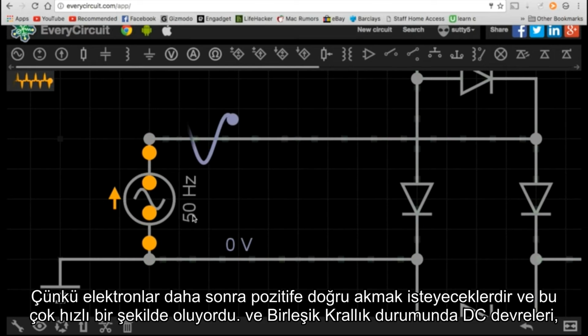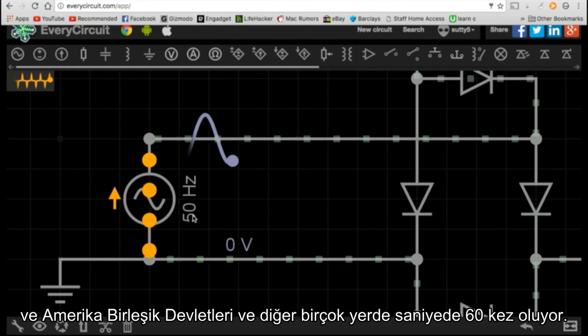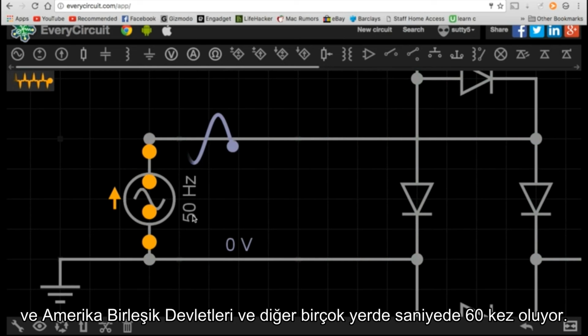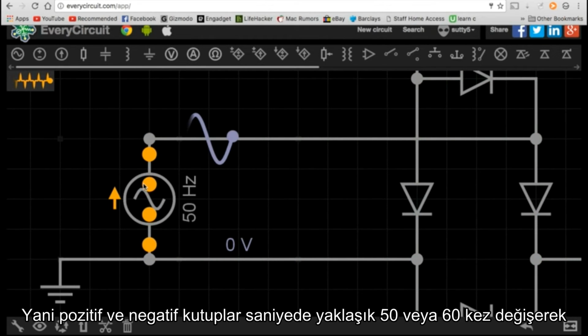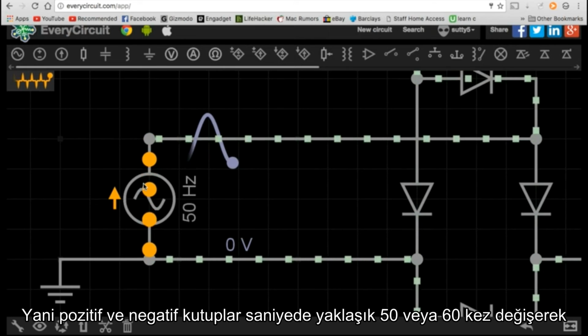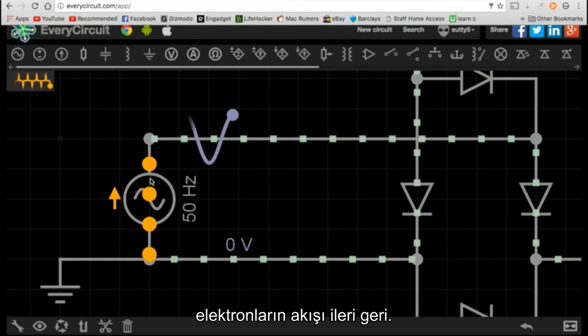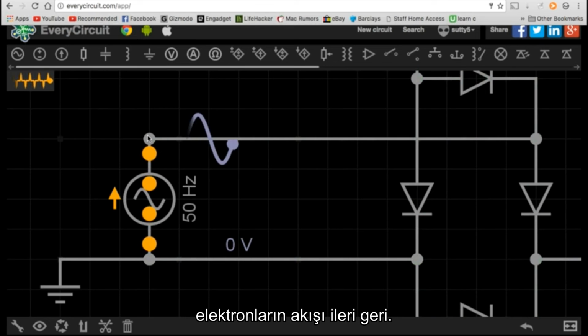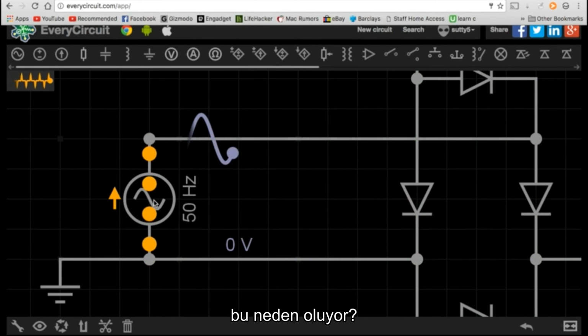In the case of the UK, this happens 50 times a second, and in the case of the United States and most other places, it happens 60 times a second. So positive and negative poles swap at about 50 or 60 times a second, pulling back and forth the flow of electrons. Now, why does that happen?